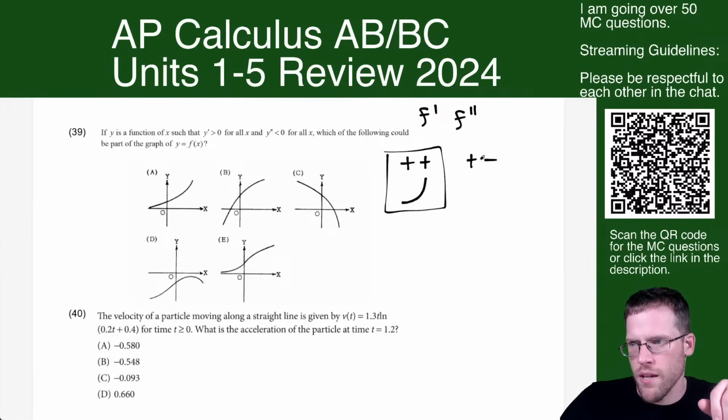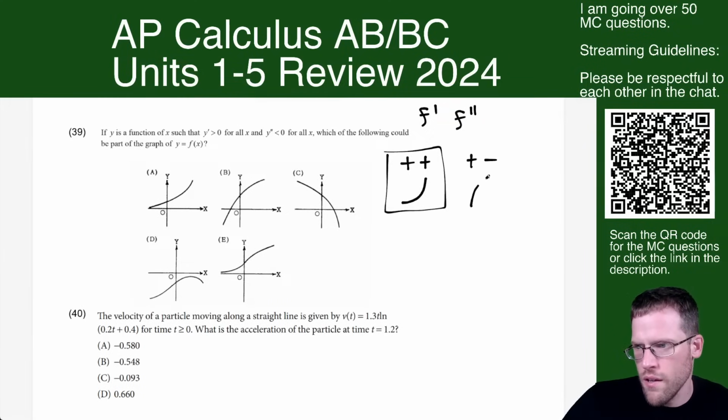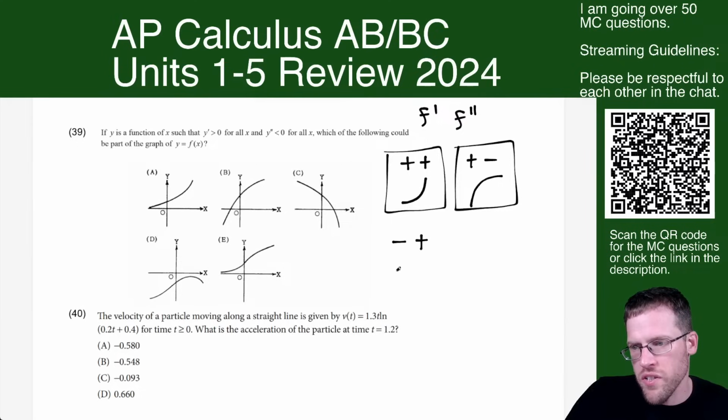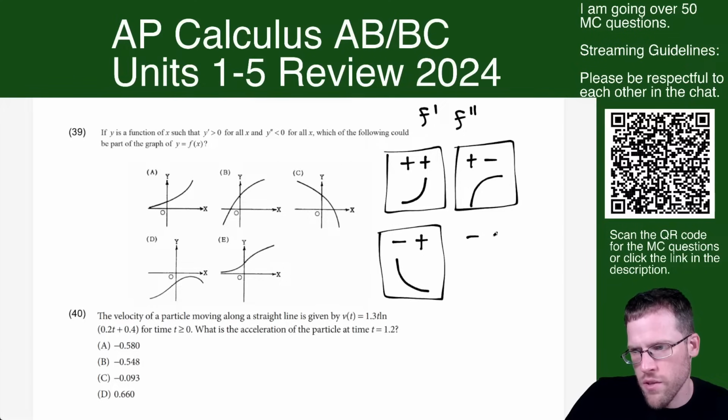Positive f prime, negative f double prime is increasing but frowning. Looks like this. Try that again. I call these the 4 emojis because they look like emojis. If f prime is negative and f double prime is positive, we're decreasing and we're smiling. So decreasing with a smile. Those are the 4 shapes to know. And then minus minus is decreasing with a frown. It's probably the grumpiest looking one of the bunch.